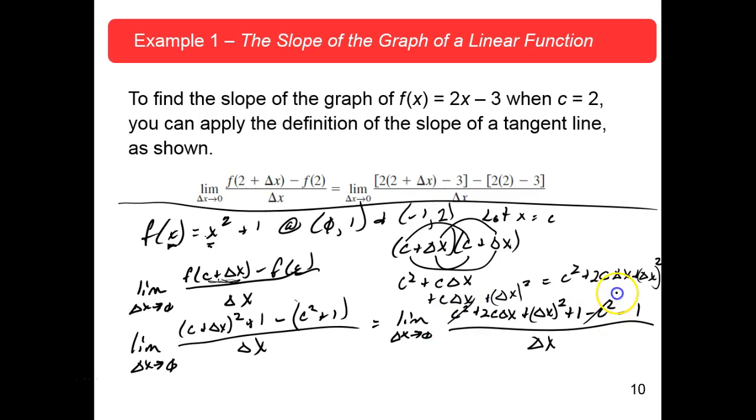A c squared minus c squared is 0, right? And a plus 1 minus 1 is 0. So all we've got left in the numerator is the limit as delta x is approaching 0.